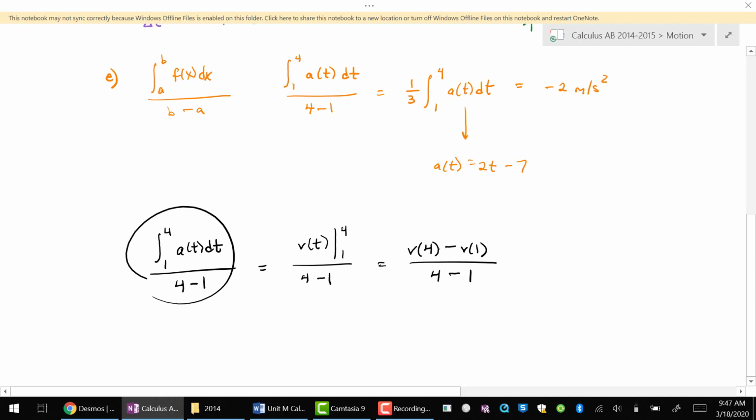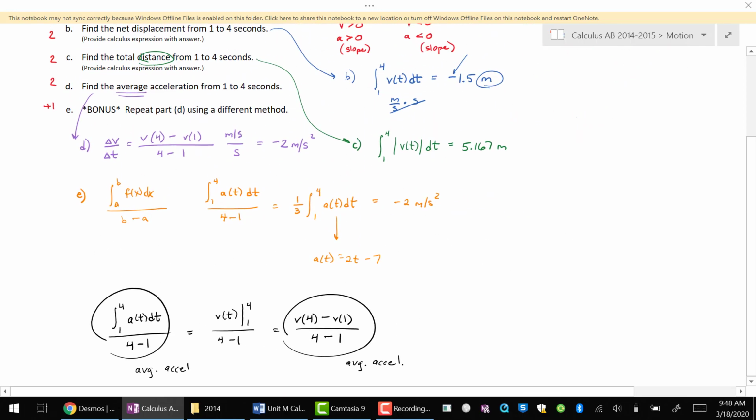So here are the two ways to find average acceleration. And they're identical. Average acceleration, this also average acceleration. So two different ways to solve the exact same problem.